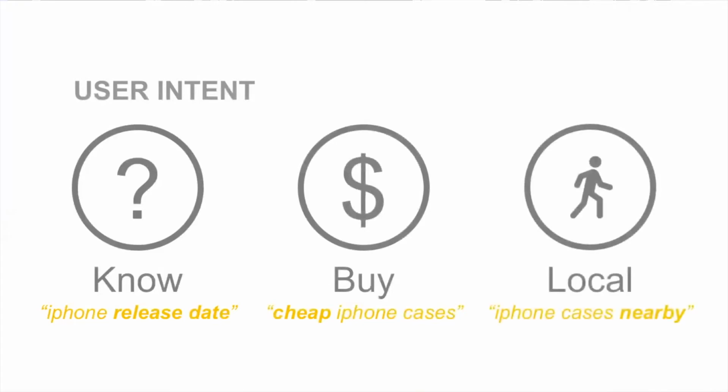Next, we also have the local intent. The local intent is for users that are looking for places that are physically around them, for example stores in their local area. Users like that might search for iPhone cases nearby. Using keywords that match the intent of the user you're targeting will improve your conversion rate. For example, if you target users that are more at the beginning of the buyer's journey, you want to focus more on the no intent or informational intent. But if you're looking to inform the buyer that is ready to buy, you want to focus more on the buy or the local intent.